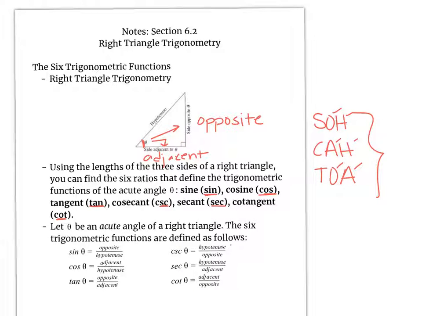Now the other 3 are the reciprocals of sine, cosine, and tangent. Cosecant is the reciprocal of sine, so it's hypotenuse over opposite. Secant is the reciprocal of cosine, so it's hypotenuse over adjacent. And tangent and cotangent are reciprocals, so cotangent would be adjacent over opposite.